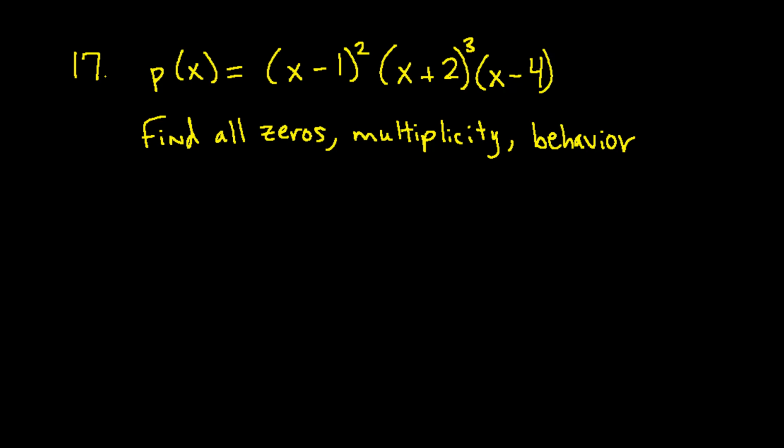The next problem involves zeros. They want to know what are the zeros of this polynomial function, what is the multiplicity of each zero, and the behavior of the graph at each zero. So we can actually think of these inside of the parentheses as separate things going on. If we set those factors equal to 0 and solve them, we will find the zeros.